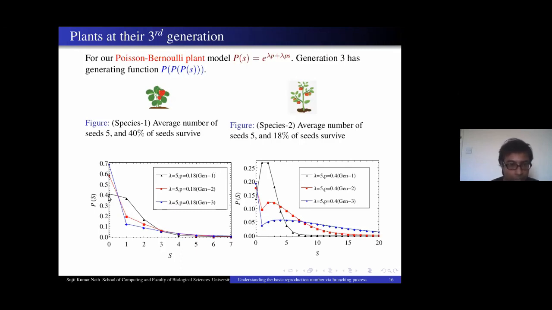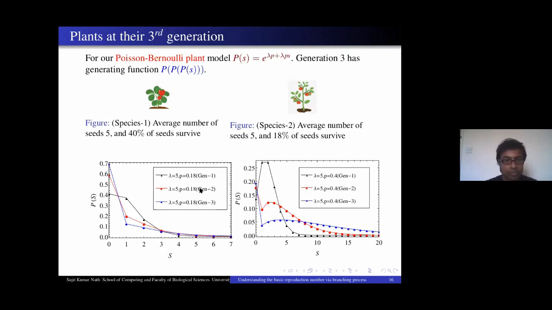One interesting thing you should notice here is that as the generation increases, like the first, second and third, the probability of going extinct, that is getting zero particles, was lowest for the first generation, a little higher for the second generation, and much higher for the third generation. The same thing happens here. The probability of going extinct for the first generation is lower, for the second generation a little higher, for the third generation a little higher still, and so on. So as the generation number increases, the probability of going extinct is increasing.